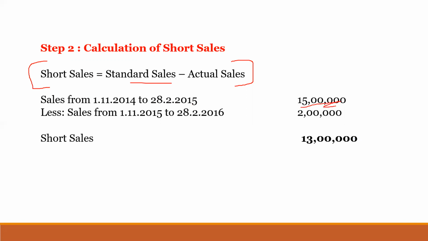So before the occurrence of fire in the previous year, for the 4 months of indemnity period, this was the particular sales, 15 lakh. And currently after the occurrence of fire and during this indemnity period, what happened? The sales were reduced to 2 lakh. So this is the actual sales and 15 lakh is the standard sales. So the difference between these two will be known as short sales. Okay, so that's the second step.